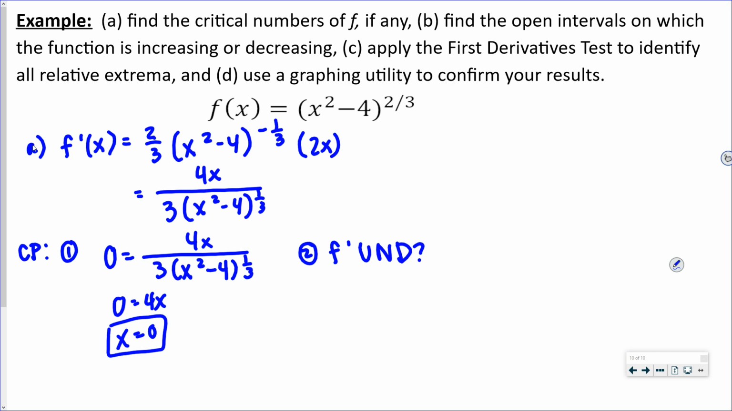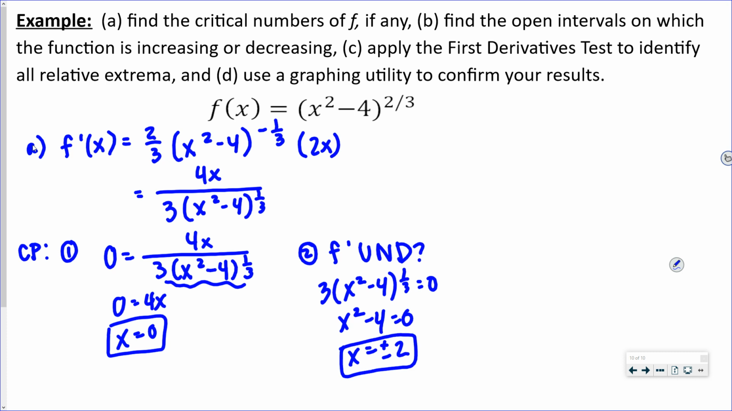Where is my derivative undefined? When my denominator is 0. Okay, so obviously you could divide both sides by 3, cube root both sides, we get here. Okay, you could either factor or solve using square roots, that's at positive and negative 2. All right, we need to solve that. Okay, that part's done. There's my critical numbers, part A.